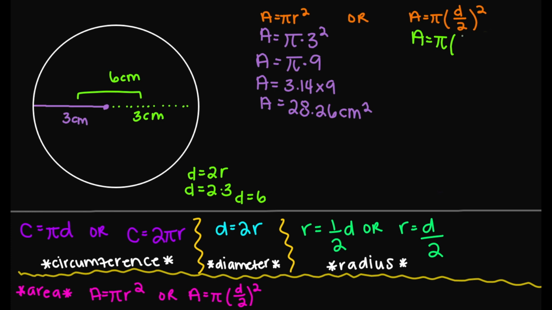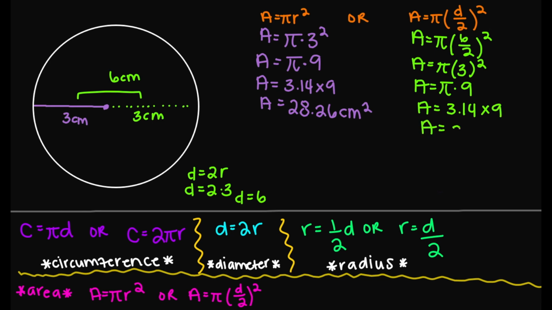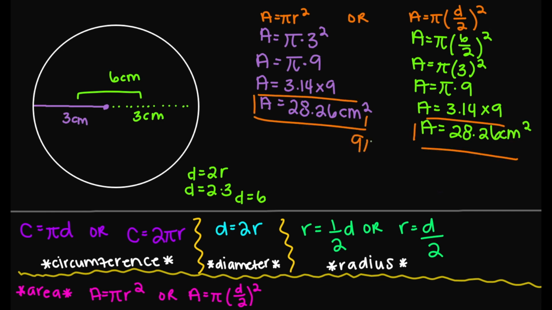So my diameter is going to be 6, divide that by 2, and I'm going to square that. So we have pi, 6 divided by 2, this is going to be 3. I'm going to square that. And then we have pi times 3 squared is 9. And again, you're also going to get 3.14 times 9, approximately 28.26 centimeters squared. These are your estimations here. And then 9 pi is going to be your exact measurement.